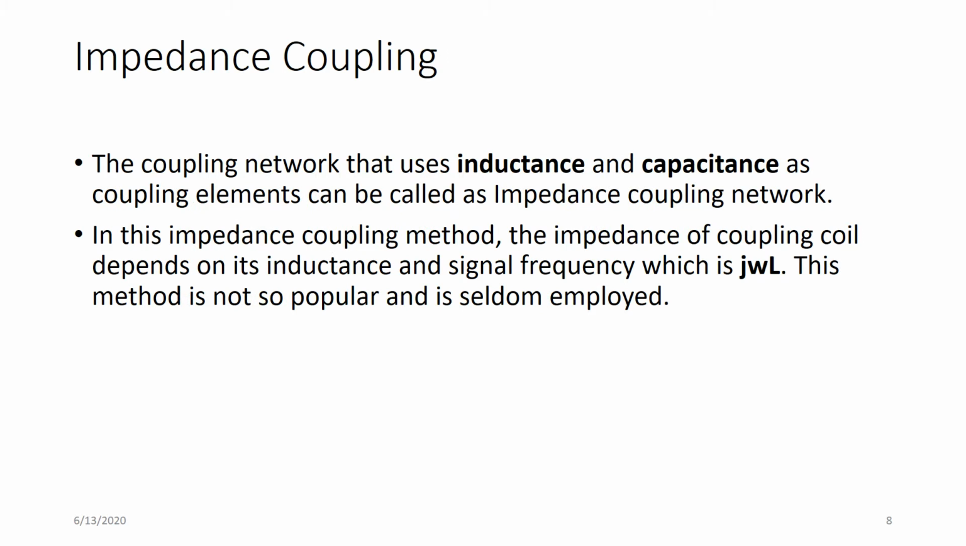Impedance coupling. The coupling network that uses inductance and capacitance as coupling elements is called an impedance coupling network. In this impedance coupling method, the impedance of the coupling coil depends on the inductance and signal frequency, which is j omega L. This method is popular and very largely employed.